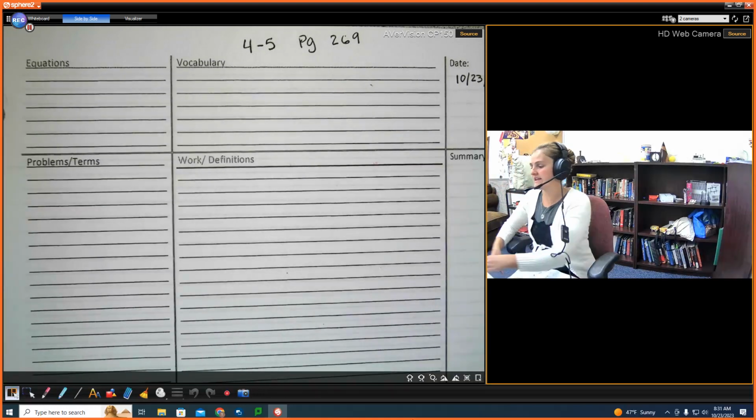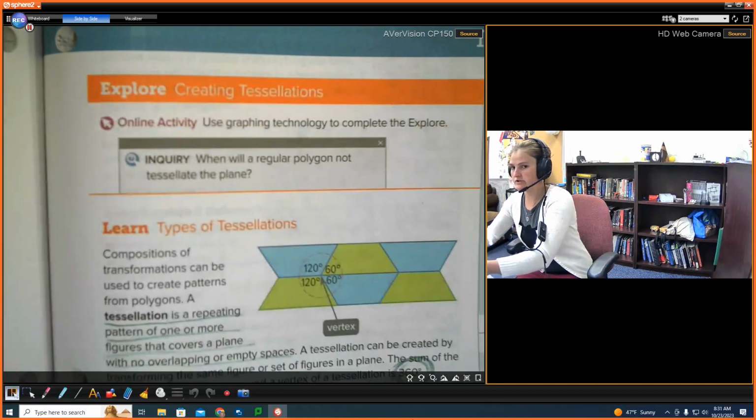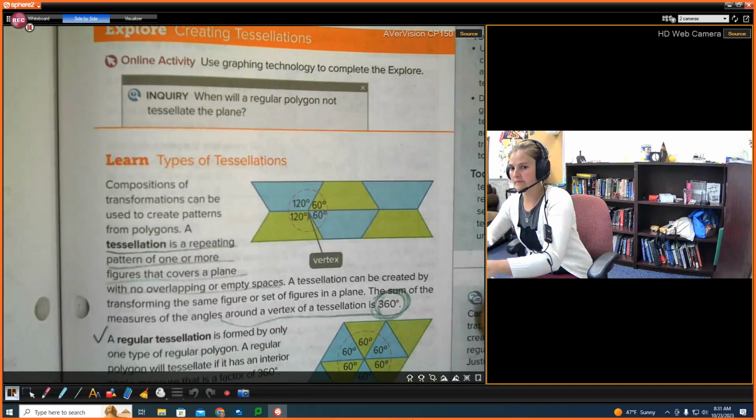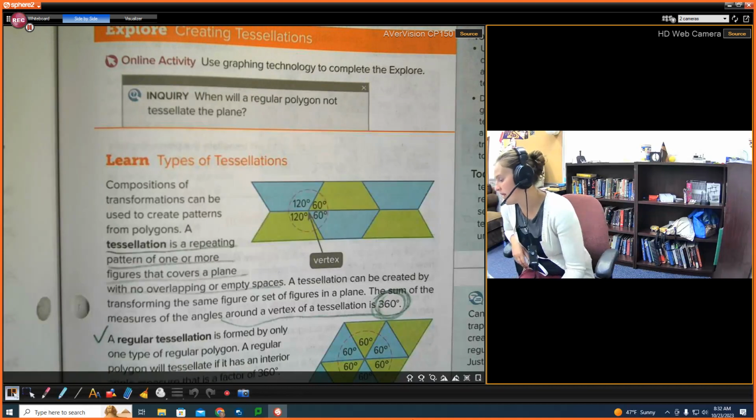Okay, who knows what a tessellation is? It says it in your book on page 269. It says the compositions of transformations can be used to create patterns from polygons. A tessellation is a repeating pattern of one or more figures that cover a plane with no overlapping or empty spaces. A tessellation can be created by transforming the same figure or set of figures in a plane. The sum of the measure of the angles around a vertex of a tessellation has to be 360 degrees.